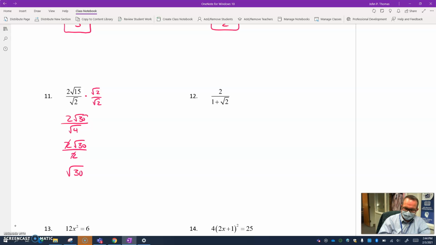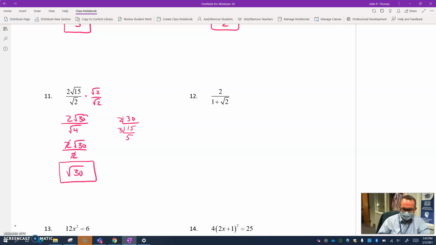Now, the thing I always want to check at this point is I'm going to go off to the side and check that 30. 30 is 2, and 15, 3 and 5. Now, notice I have no pairs. Without pairs, I can't simplify it at all. So root 30 is my final answer on this one.